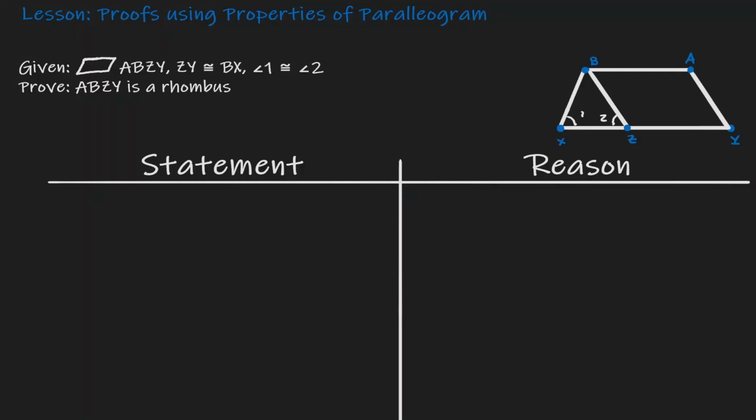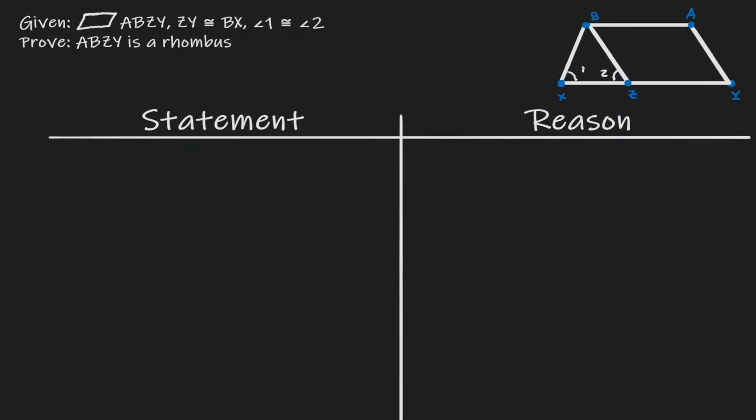Welcome. Let's use properties of parallelograms to prove some statements. So let's understand the givens here. What we are given is that ABZY is a parallelogram. So that's the figure that we have here, ABZY. And in addition, we know that ZY is congruent to BX.